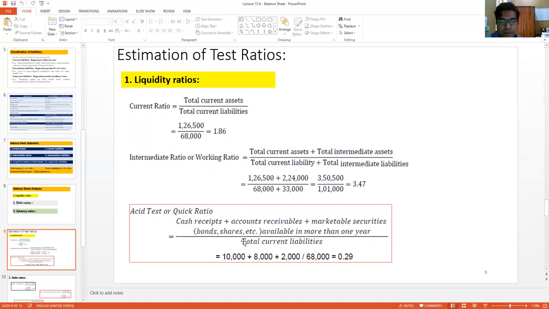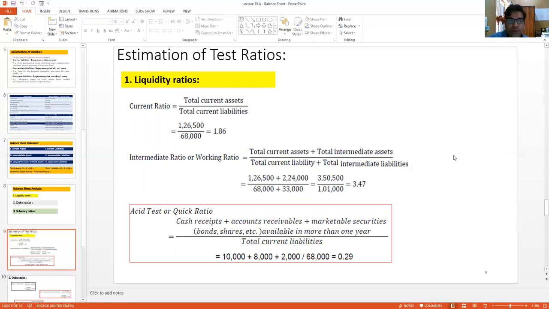the numerator part. And then in the denominator, we have total current liabilities. So here we see we have cash receipts, accounts receivable, that is to be obtained from others, marketable securities, bonds, shares, cash in hand, time deposits. In current ratio, we take the total current assets together, but here in acid test ratio or quick ratio, quick, how quick the farmer is to repay the total current liability, we are taking only the cash assets or monetary assets, right?